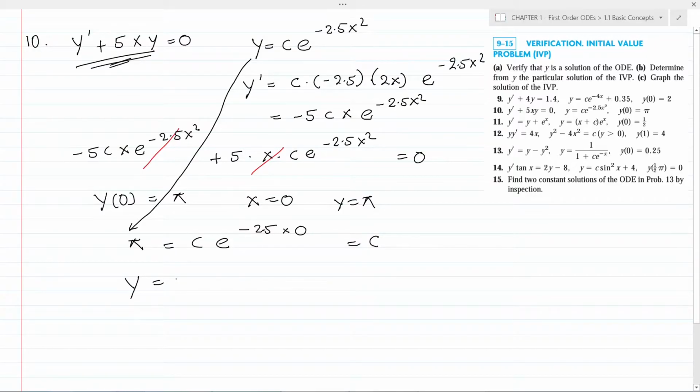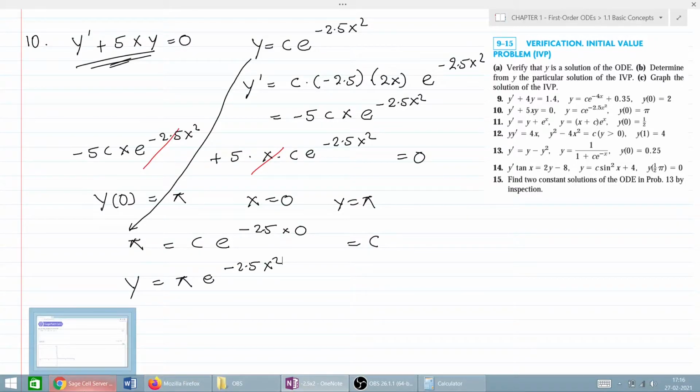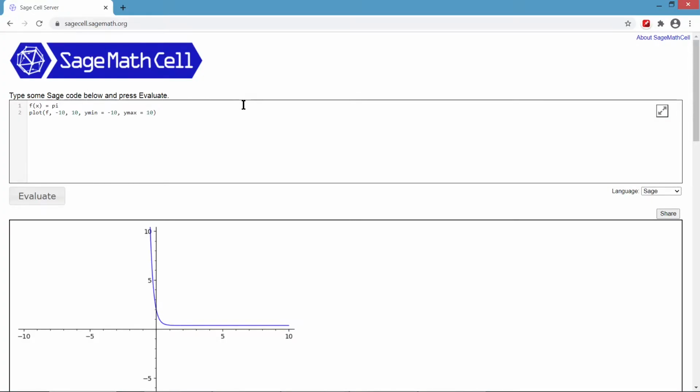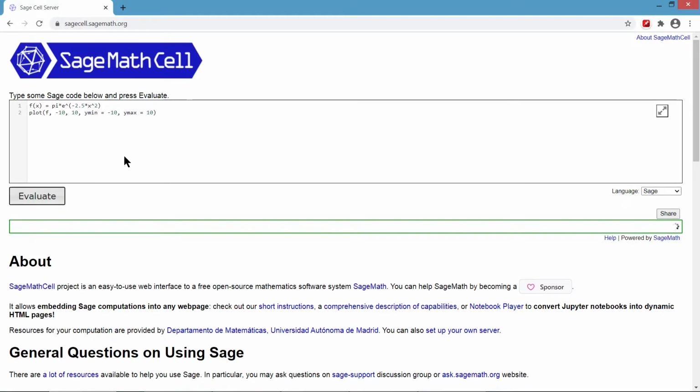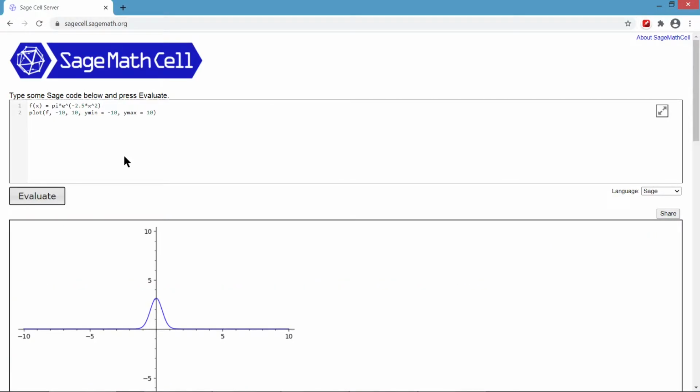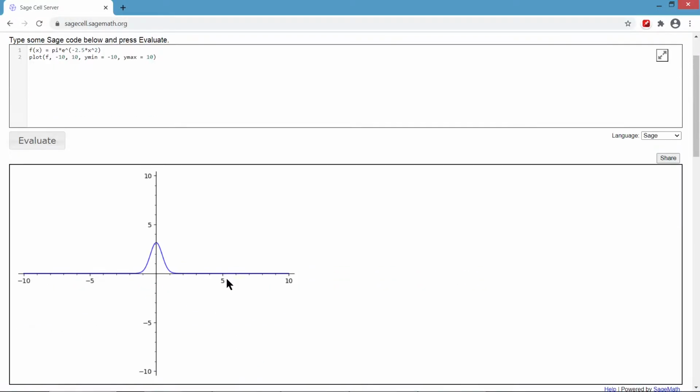Now we will go to Sage Math to plot this function. Just we will place pi multiplied by e to the power minus 2.5 multiplied by x to the power 2, and we will plot this. And this is the graph of the solution.